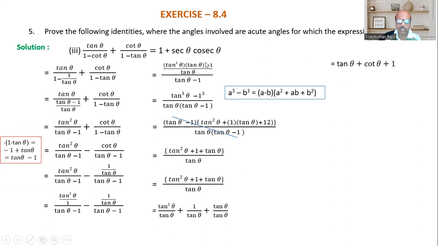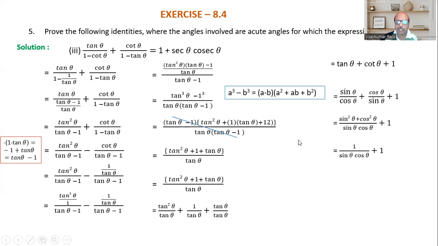Now we want to answer in this form. So what we do, take this. Tan can be written as sine upon cos and cot can be written as cos upon sine, plus 1. Take LCM of these two terms. It becomes sine square plus cos square upon sine cos. Sine square plus cos square is 1. So you get 1 upon sine cos plus 1.